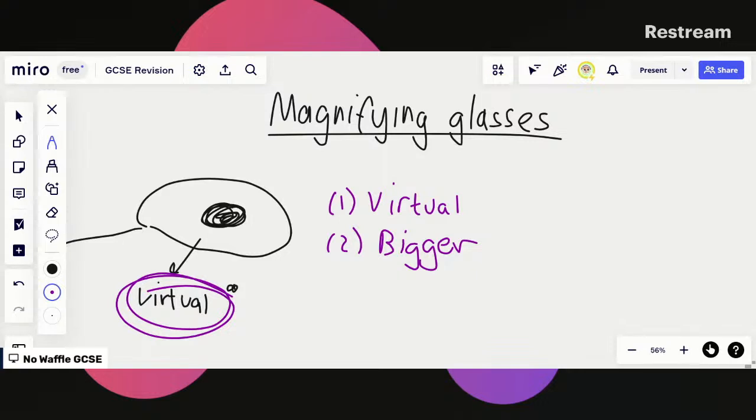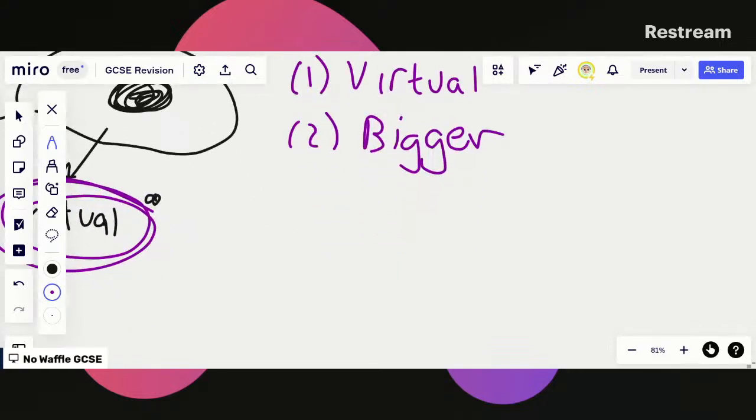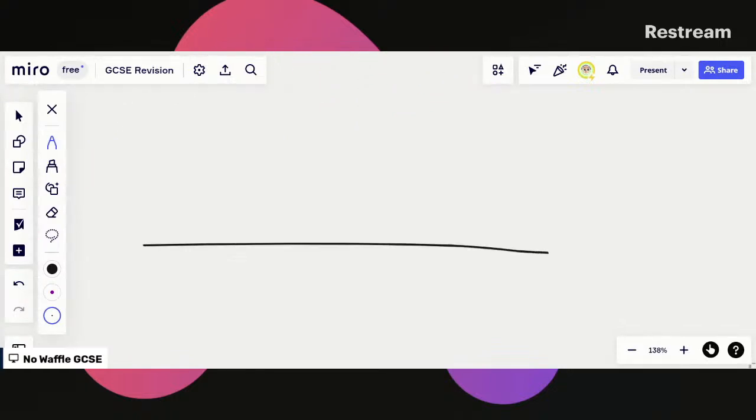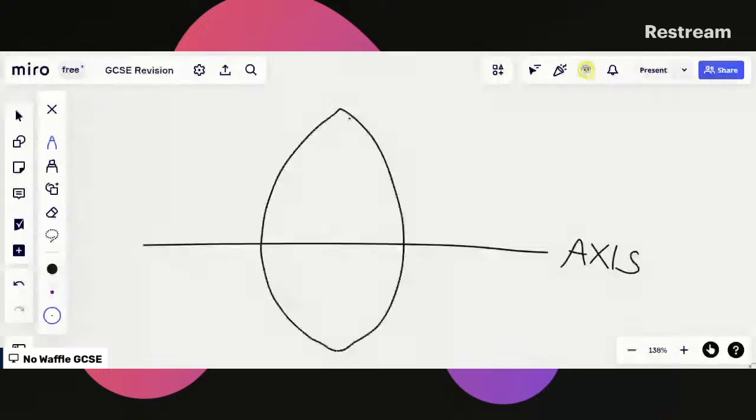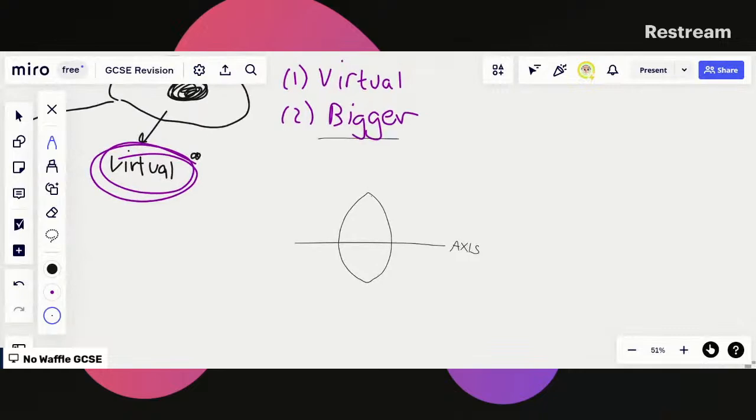You can use a magnification formula to work this out. But if we were to draw the diagram for this, you would get your axis, as usual. You would get your convex lens, and we'll be using a convex lens for magnifying glasses, because if we want to make a bigger one, then we can't use concave.